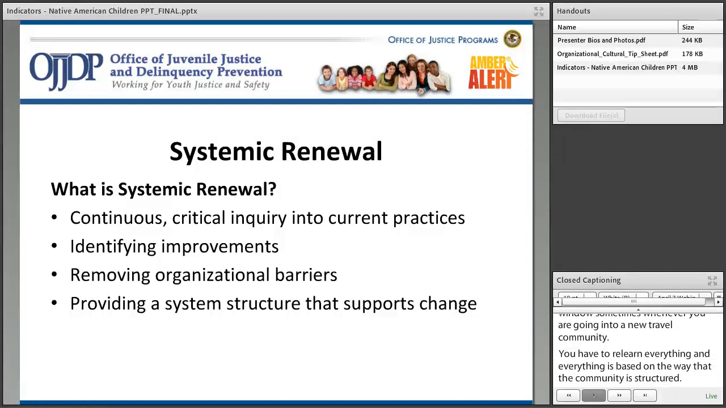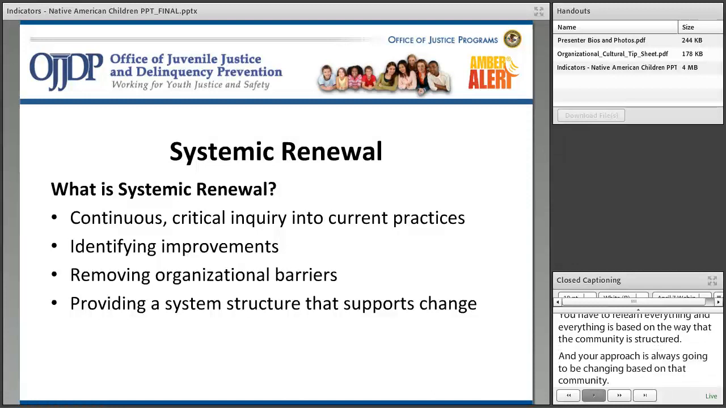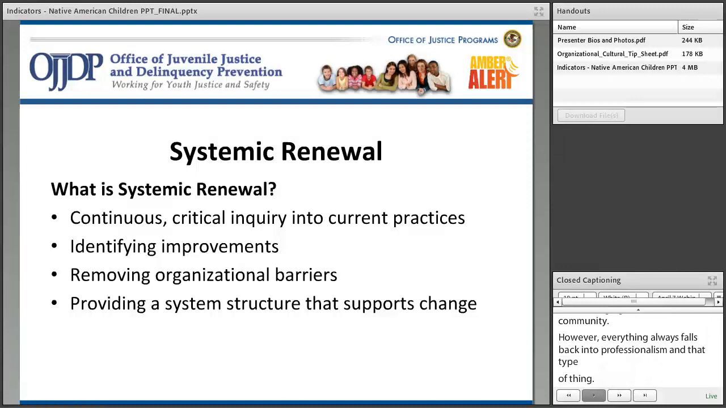However, I think everything always falls back into ethics, professionalism, and that type of thing. So I think continuous critical inquiry is important. Identifying improvements, ways that we can make things better, removing organizational barriers. That goes along with the territorialism and information sharing, and providing a structure that supports change. So I think we're more effective in understanding indicators and applying them whenever we have our own internal renewal process.